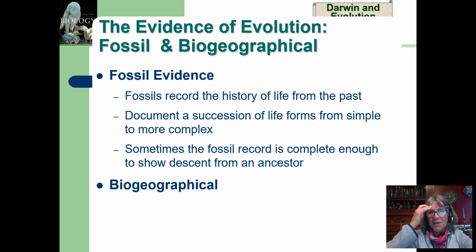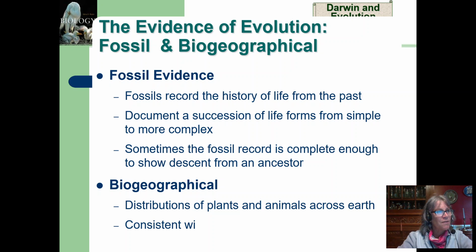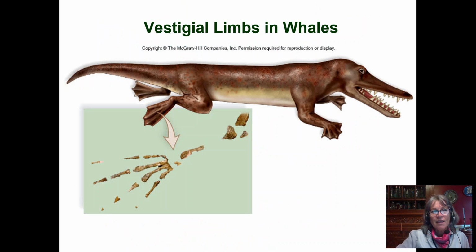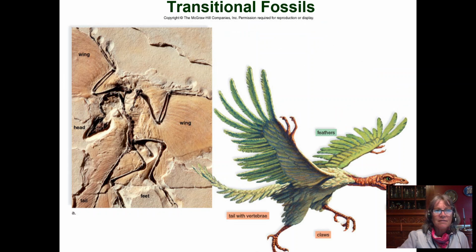Biogeographical evidence. This is the distribution of plants and animals across the earth, and this shows that even if we see organisms arise in one place, as they spread, they change in different habitats. We see that with the finches, we see it with the tortoises, we see it as we move from north to south or south to north and on elevation. So those vestigial limbs and fossils, the transitional fossils that show us, oh look, dinosaurs did have wings or have feathers.